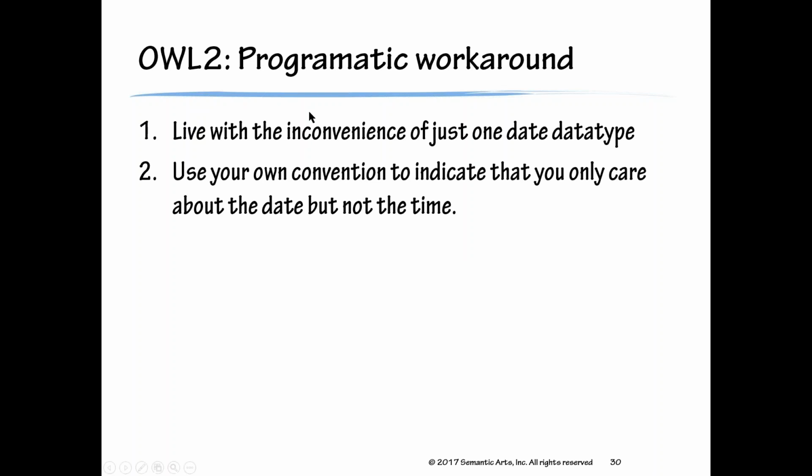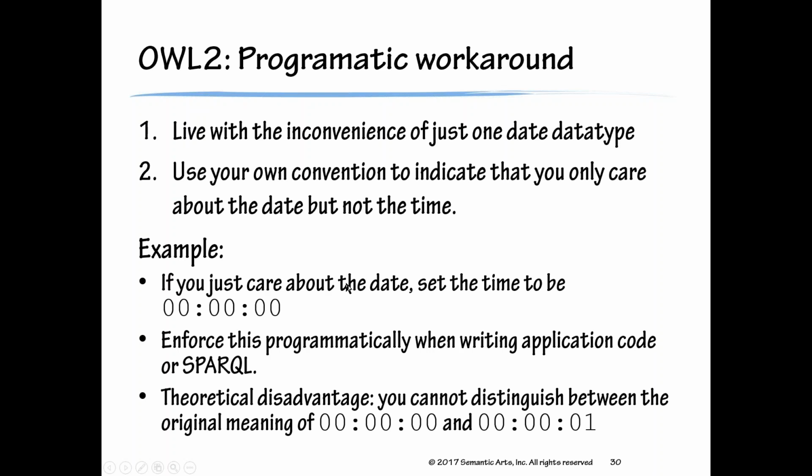So the programmatic workaround option means you stay in OWL2, you just use the one data type called dateTime, and then you just make up a convention to say, well, if I'm using this convention, then I only care about the date, but I don't care about the time. And we talked about that briefly a moment ago. So here's one example of a convention that you could use, and I think we did this for a while. If you only care about the date, then just say arbitrarily, if it's 00000, that means I don't care about the time. Now you have to enforce this programmatically. OWL isn't going to do anything to help you there.